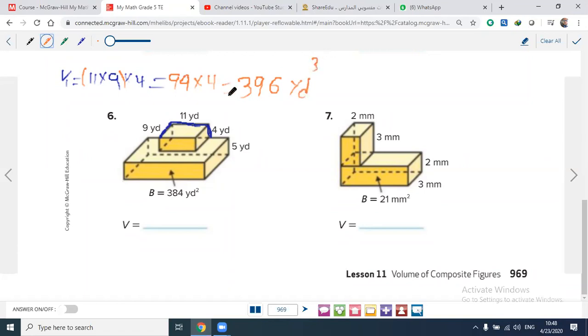Okay, next one. Volume 2. Can you find it, Saud?